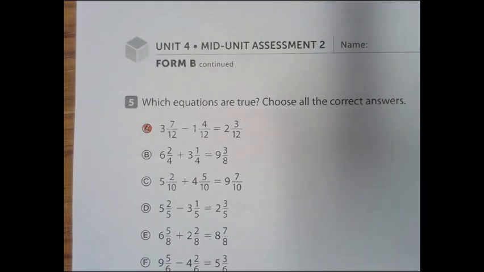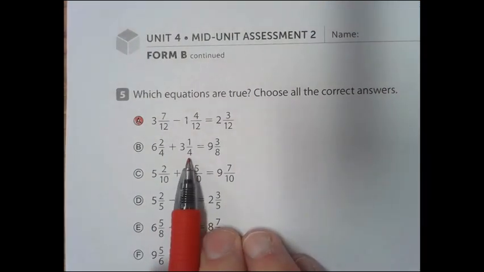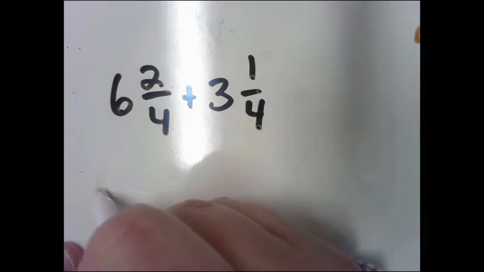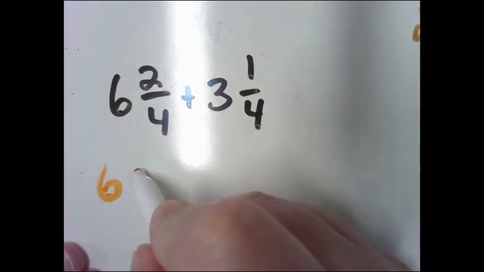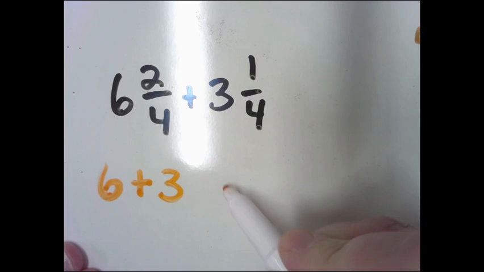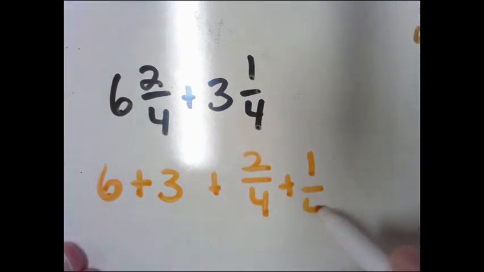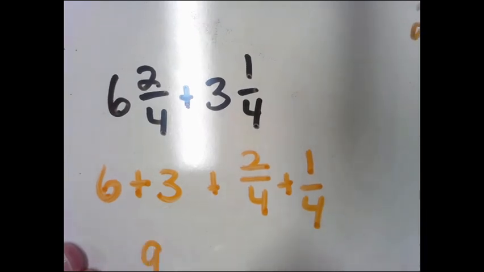All right, 6 2/4 plus 3 1/4 is 9 3/8. So again, let's go through. I'm going to do the break apart and add, where I take my mixed numbers and break them apart into the wholes. 6 plus 3, and then the 2/4 plus 1/4. 6 plus 3 is 9, plus 2/4 plus 1/4 is 3/4. So that equals 9 3/4.